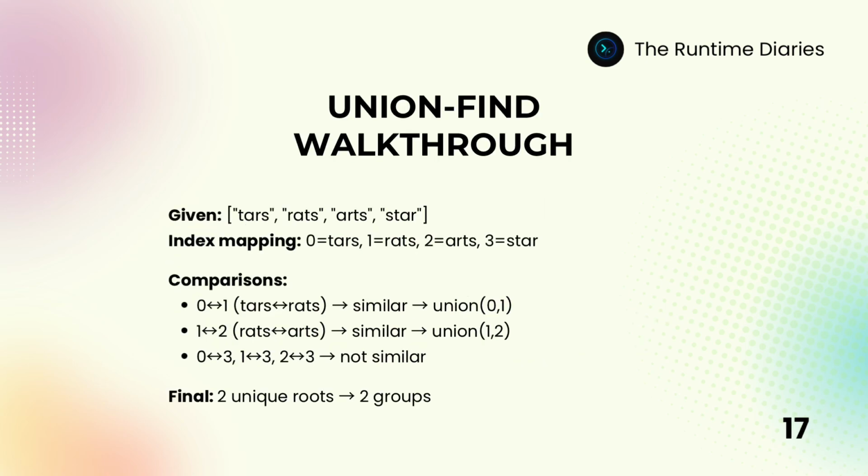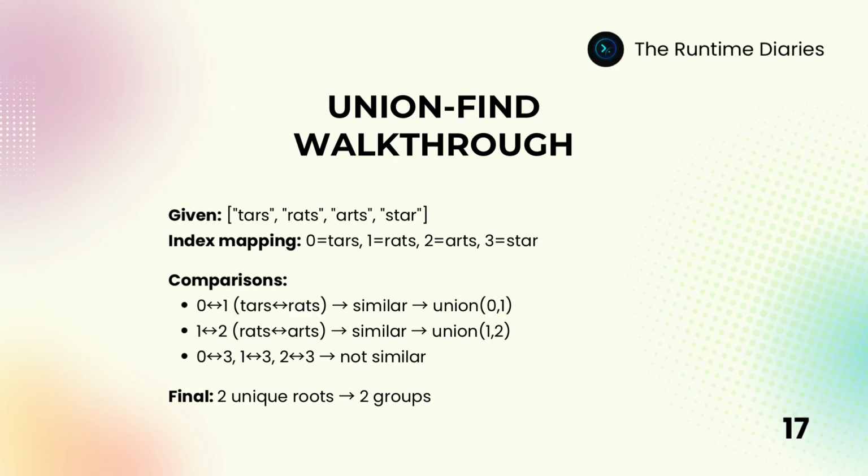Let me walk through the earlier example using union find so you can see exactly how it works. We have 4 strings: tars, rats, arts, and star. Let's assign indices. Index 0 is tars, index 1 is rats, index 2 is arts, and index 3 is star. Initialize union find. Each string starts as its own parent. So parent of position 0 equals 0, parent of position 1 equals 1, parent of position 2 equals 2, and parent of position 3 equals 3.